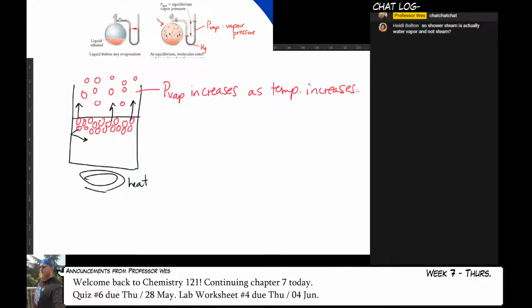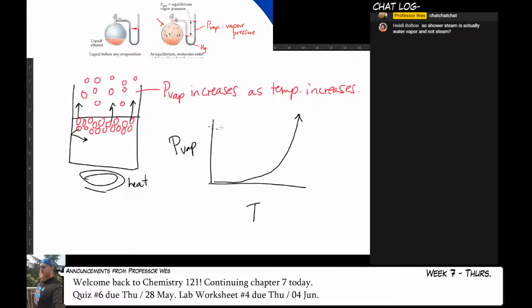If I were to cool the solution down, the molecules would move more slowly and fewer of them could escape. And if fewer could escape, there would be fewer in the vapor phase and the vapor pressure would go down. Now, the relationship is not linear. If I plot temperature and vapor pressure on a graph, it does something kind of like this. It follows an exponential pattern. So as I heat stuff up, the vapor pressure increases.